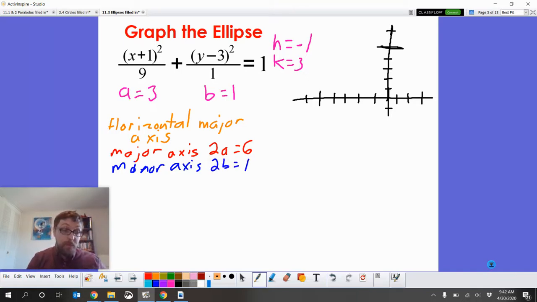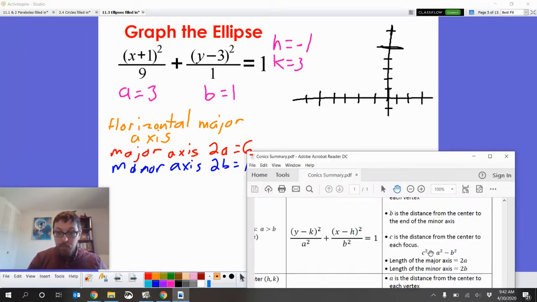Now, there's one other thing that we need. We need a C, and C is actually right here. Now note, this is not a typo. This is correct. The C value looks almost identical to the Pythagorean theorem, but it's got a subtraction instead of an addition.